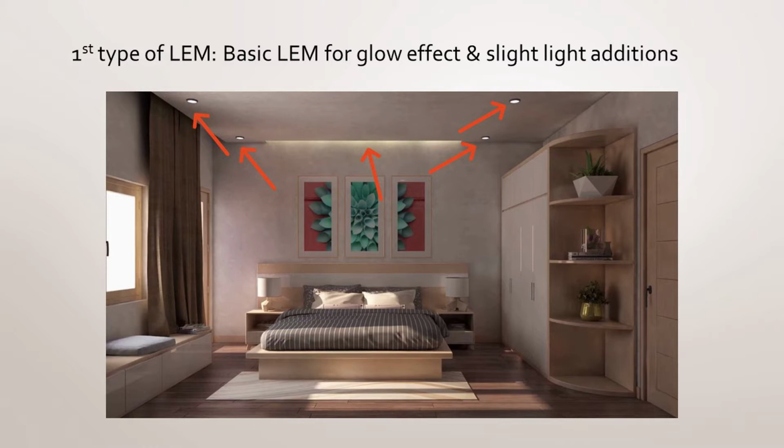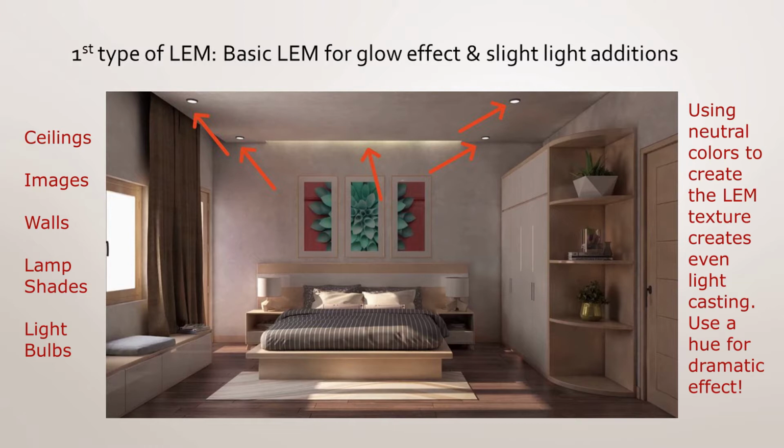It is an effective way to create a large area of light in an interior scene. Objects I like to emit light with a LEM power include ceilings, background images, walls, lampshades, and even light bulbs when there is not an Omni inside. It is best to use neutral, lighter colors like yellow or white for the LEM materials. However, using a hue will cast that color down to the area below, which is a great effect.